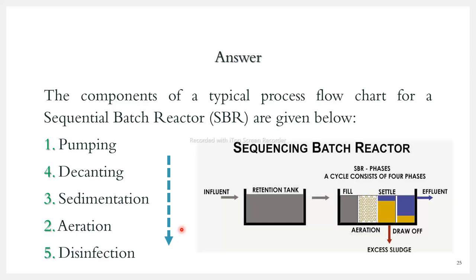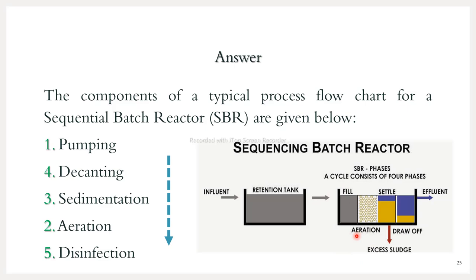So this is the typical diagram of a sequencing batch reactor. First, the water comes into a retention tank. After that, it comes into a stage which is not a part of the SBR basically; it's a pre-treatment kind of thing. After that, the pump is there. So it comes into the aeration.